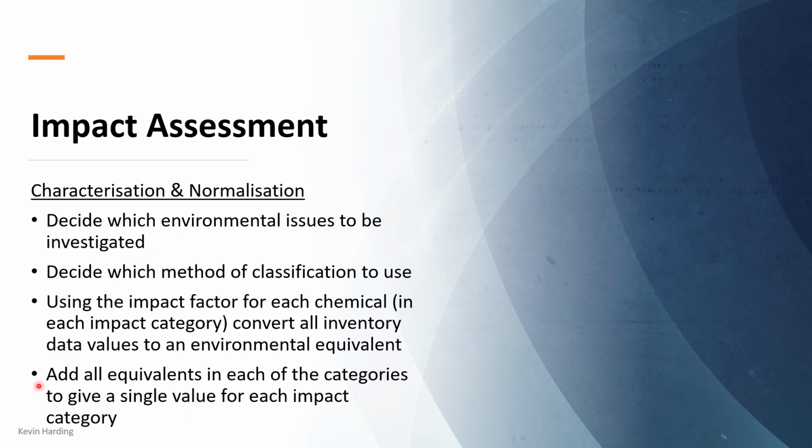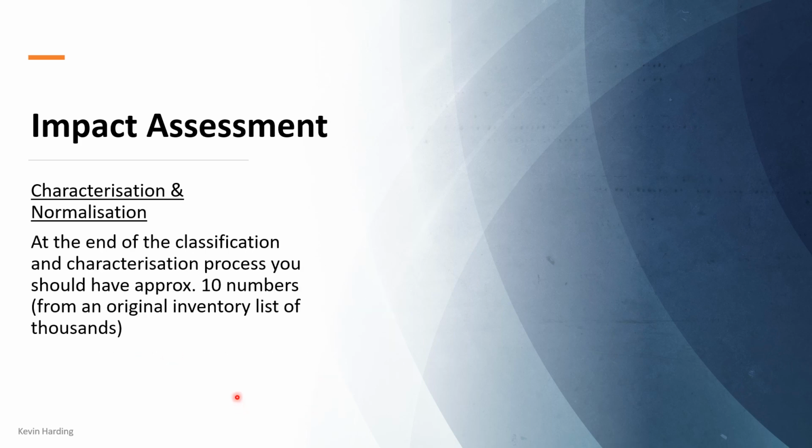So what we're going to do at the end is convert all of the CO to CO2, the methane to CO2, everything in that category to CO2. We then add all the equivalents together in each of the categories, and we're going to get a single value for each impact category. At the end, what we're ultimately aiming for is roughly 10 to 20 numbers from that original list of thousands. Thousands and thousands of numbers are meaningless, but with 10 numbers, at least we've now got something to compare with other people.